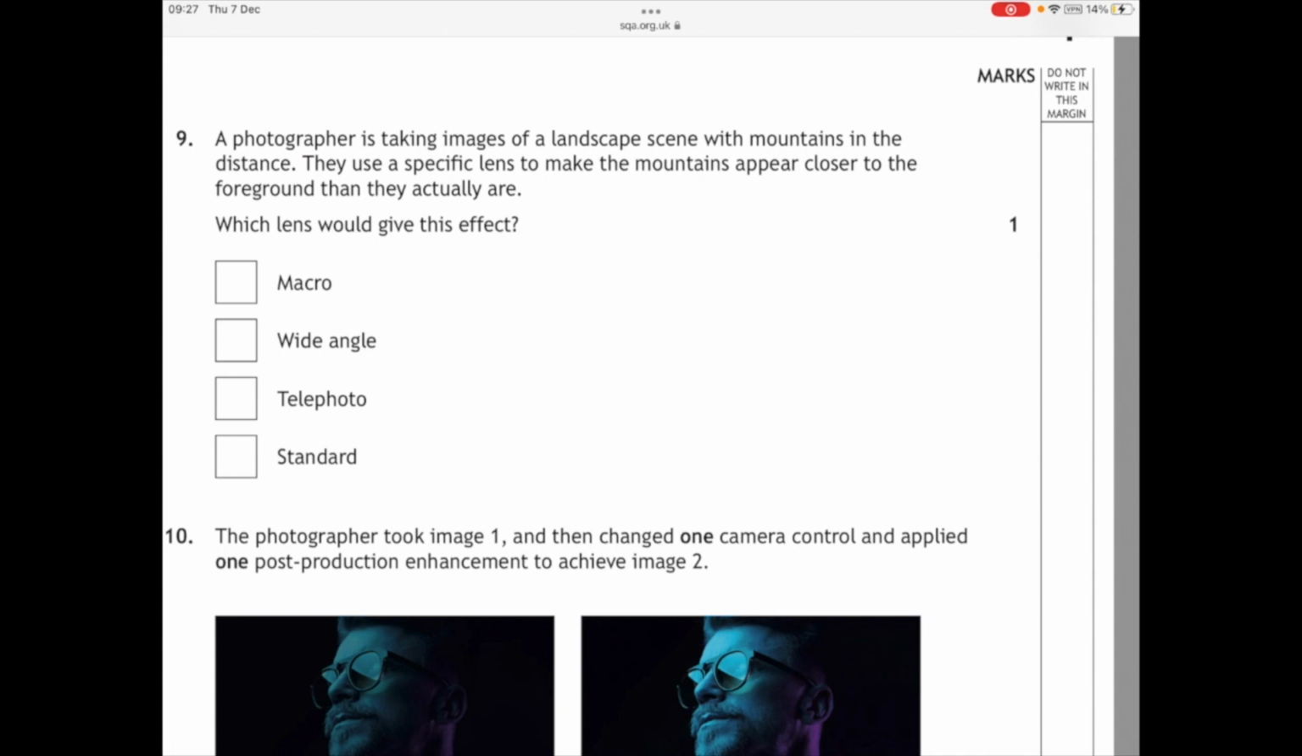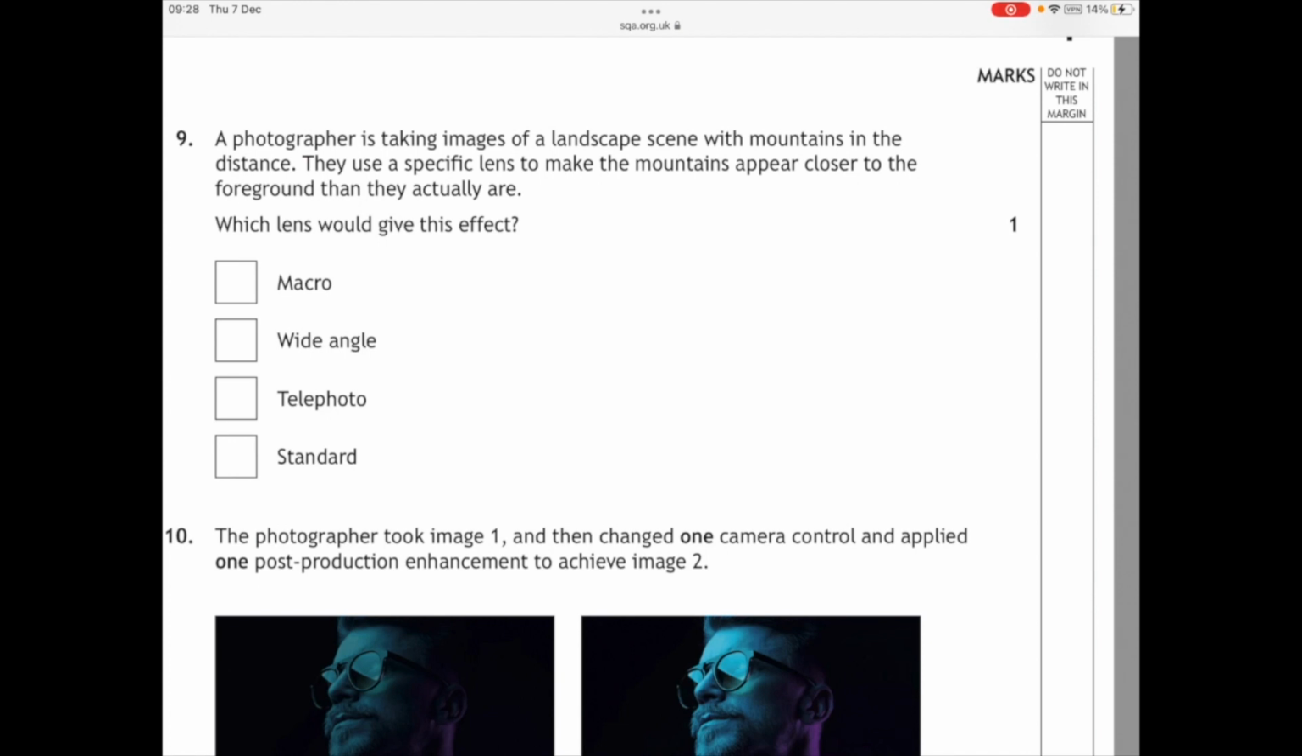Which lens would give this effect? Okay, so again, I don't want to give the answer away here, but have a think. And as I said, if you can write the answers, and then I'll go through the answer. This is probably the best way to get something out of this. Okay, so the answer to that question is telephoto.